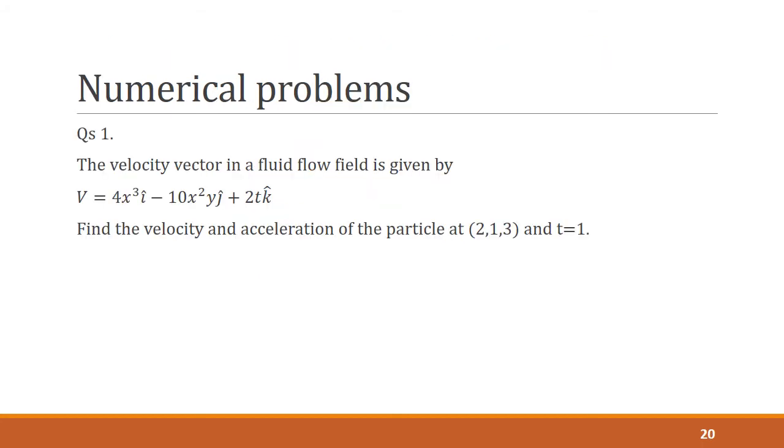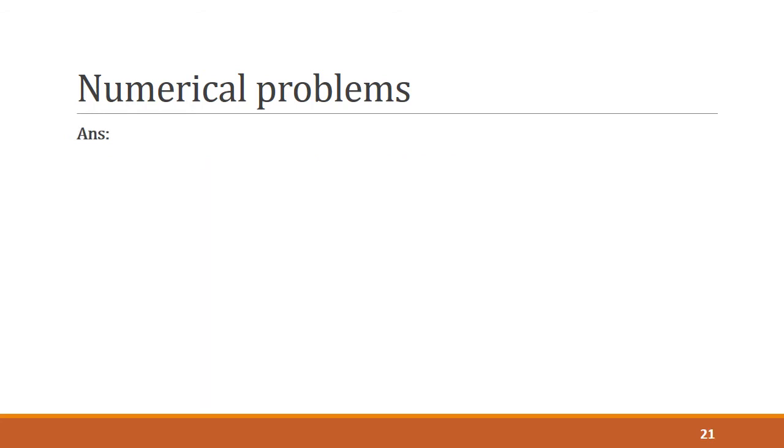Moving on to numerical problems. The velocity vector in a fluid flow is given by the formula, capital V is equal to 4x cube i cap minus 10x squared y j cap plus 2t k cap. We are asked to find out the velocity and acceleration of the particle at the point 2, 1, 3 and time t equal to 1.